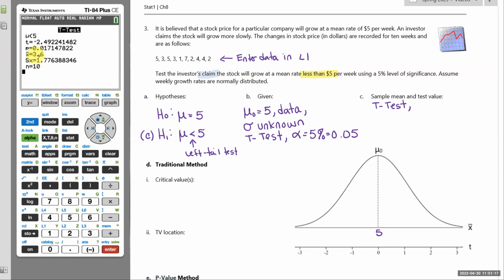So I'm going to write down my x bar. It comes out to be 3.6. There's my sample mean. And to know where that is on the graph, we graph its corresponding test value, which is t in this case. And t there is negative 2.492. Negative 2.492, sticking with 3 decimal places for our t's.